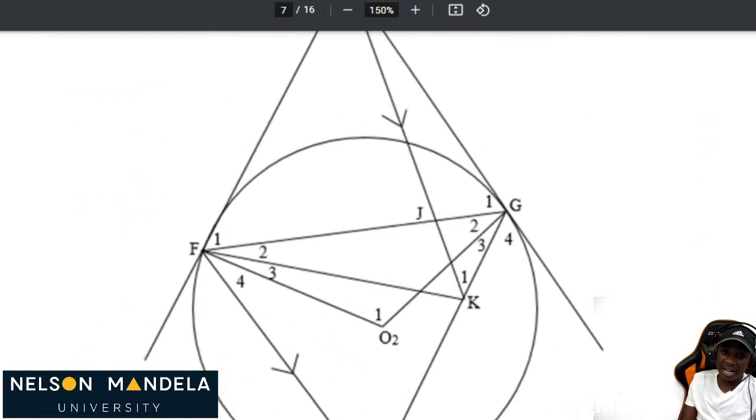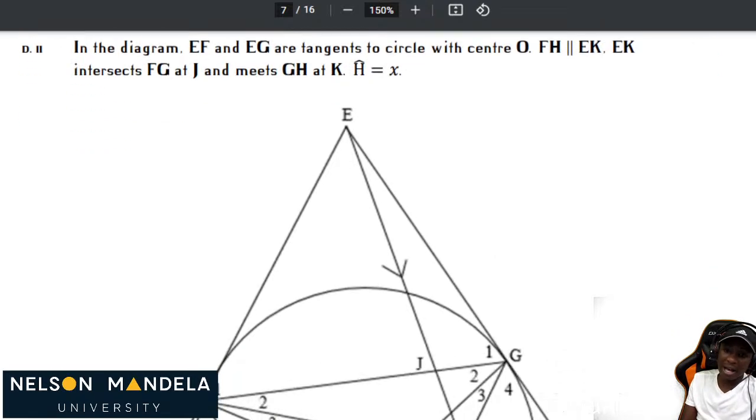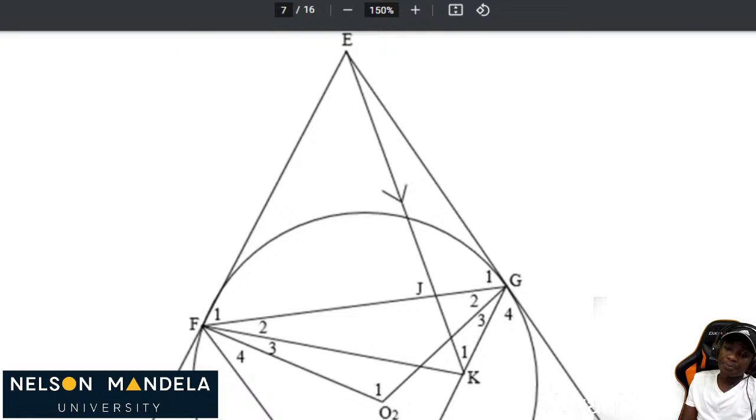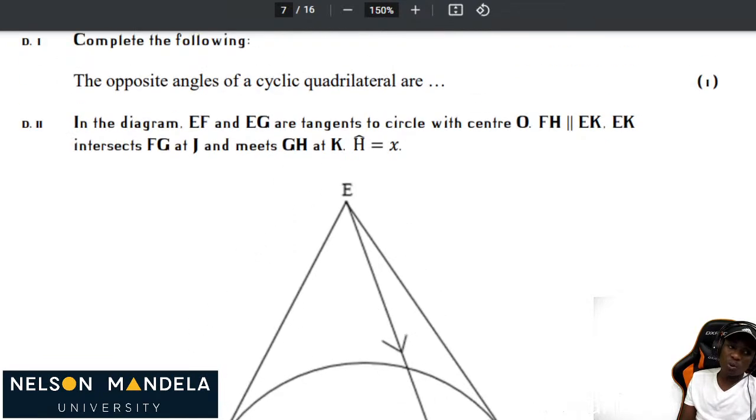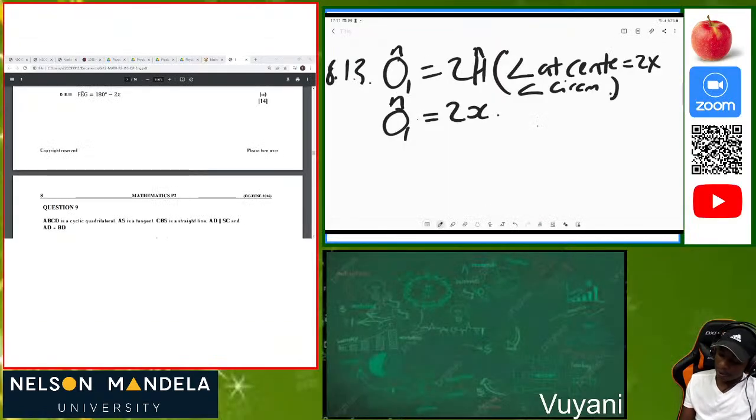So now we can see that our angle O1 here is 2x, and we know that FOGE is a cyclic quadrilateral, and we know that the opposite angles of a cyclic quad give us 180. So now let's add O1 plus E is equal to 180 degrees, because they are opposite angles of a cyclic quad. So we're going to have angle O1 plus angle FEG is equal to 180 degrees.